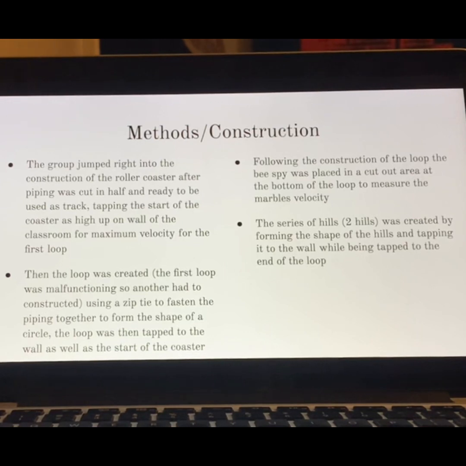When the loop was created, the first loop was malfunctioning, so another had to be constructed. Using a zip tie to fasten the piping together to form the shape of a circle, the loop was then taped to the wall as well as the start of the coaster. Following the construction of the loop, the B-spy was placed in a cutout area at the bottom of the loop to measure the marble's velocity. The series of hills, two hills, was created by forming the shape of the hills and taping it to the wall while being taped to the end of the loop.